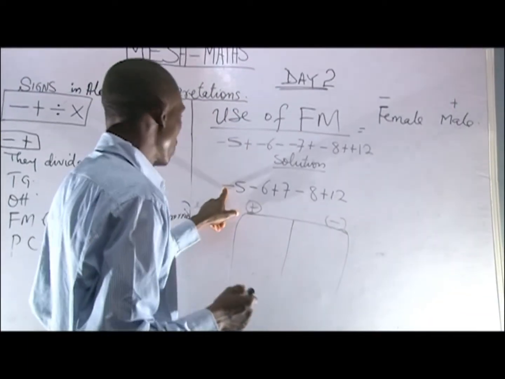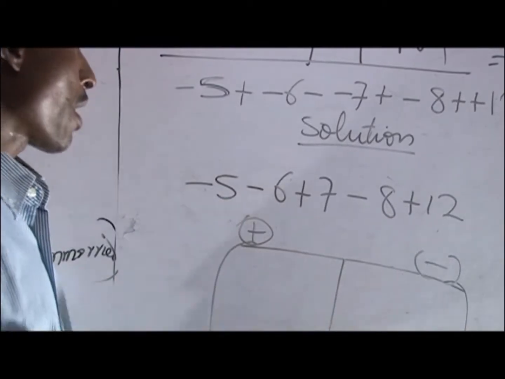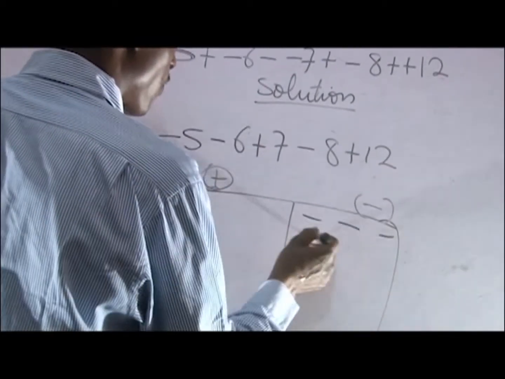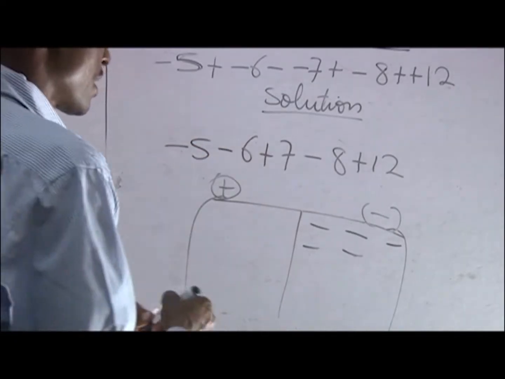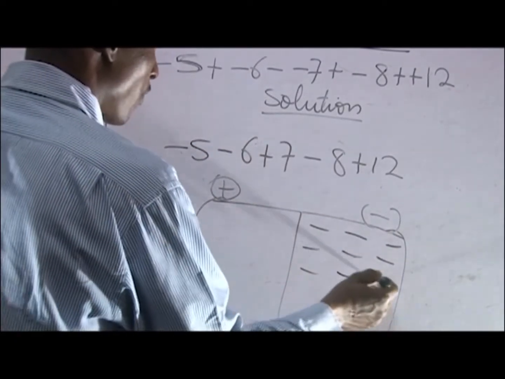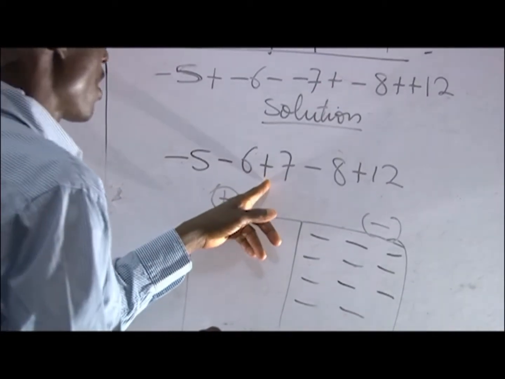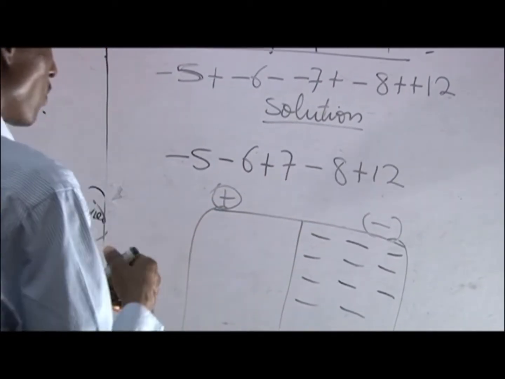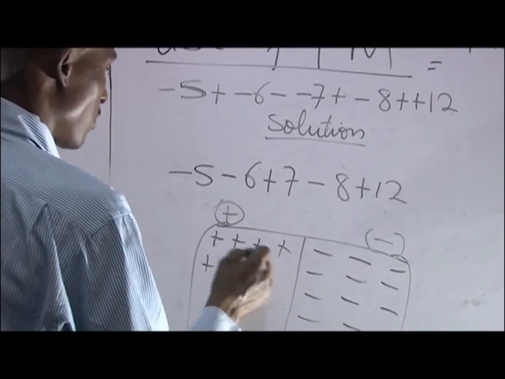So the first one we see here is female. How many? There are 5. Get to the female house. 1, 2, 3, 4, 5. Then the next one, female. How many? There are 6. 1, 2, 3, 4, 5, 6. Okay. The next one, male. How many? 7. Get to their room. 1, 2, 3, 4, 5, 6, 7.